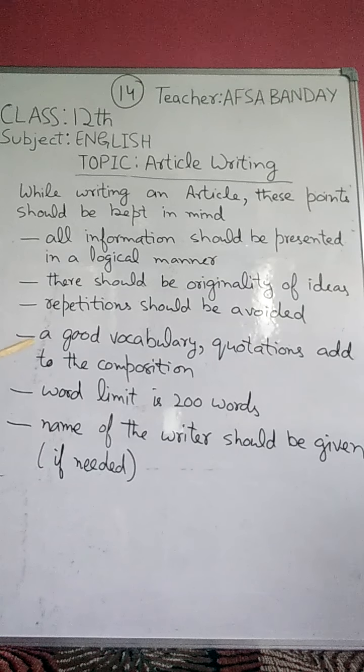A good vocabulary and quotations add to the composition. That means a good usage of words, good idioms, phrases, quotations, and sayings add to the composition. They make your article more expressive and more presentable. And you know that in your syllabus, the word limit of your article is 200 words, so you have to keep this in mind. Name of the writer should be given only if needed.